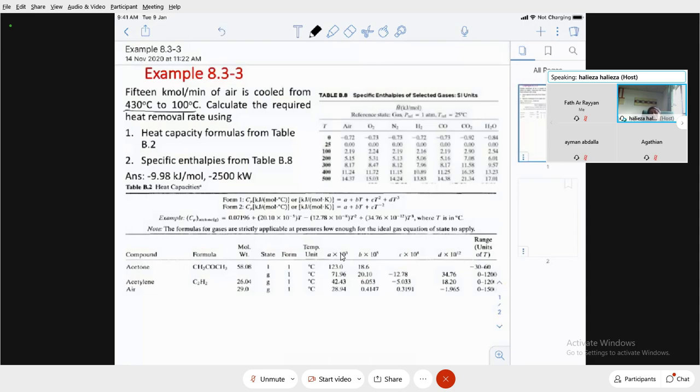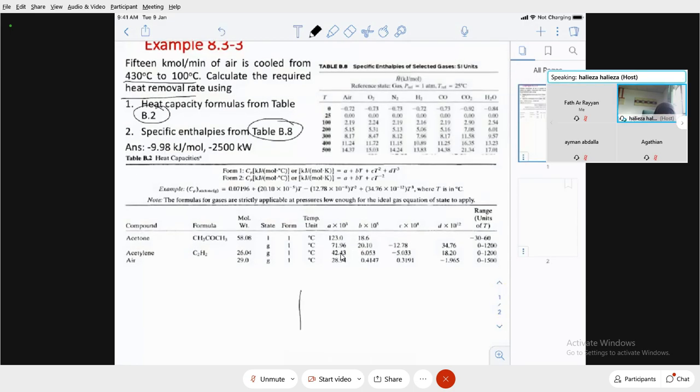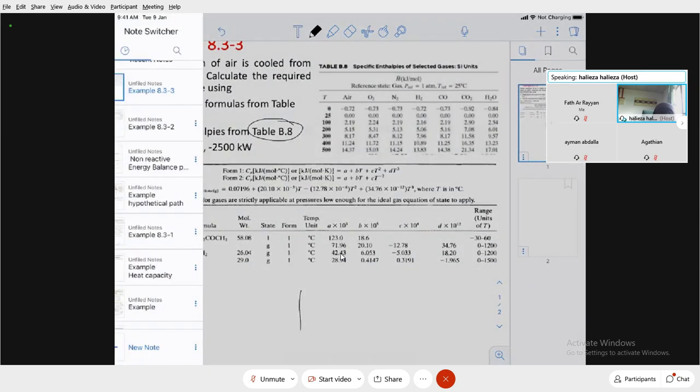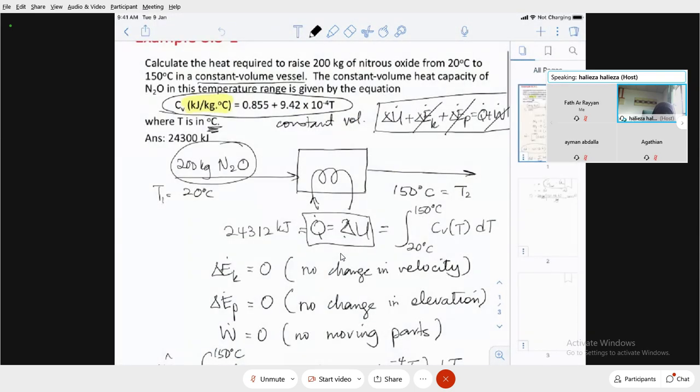Okay, let's do this. This is interesting. You have two ways of doing it: one using table B2, the other using table B8. The same question, calculate Q. We're going to do the first part first. Draw the diagram. Oh, guys, I forgot. Please, next time, what is your basis? What is your reference state? Basis 200 kilogram. Okay, good.